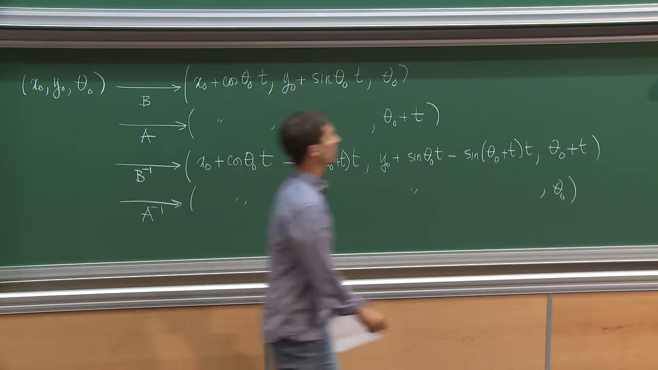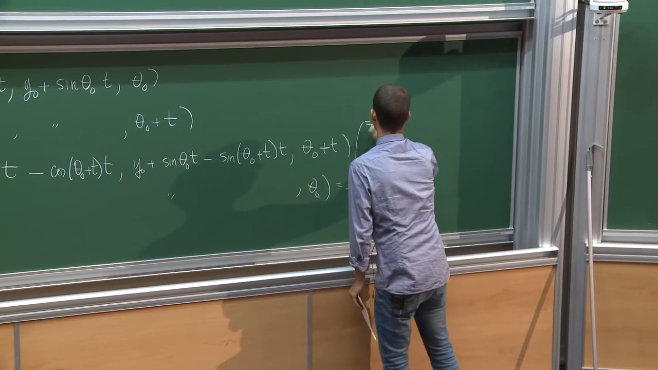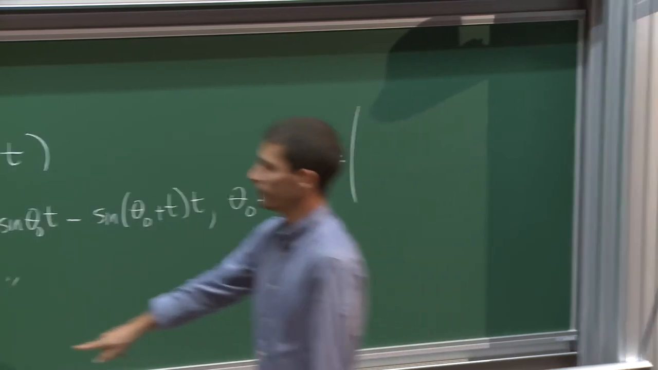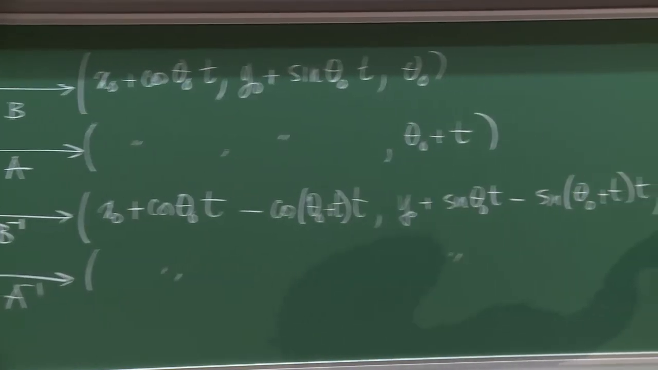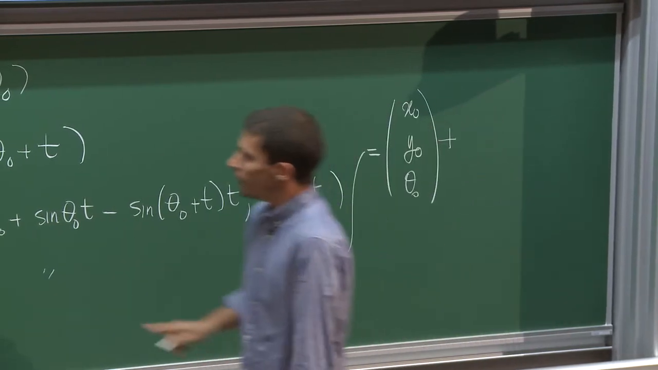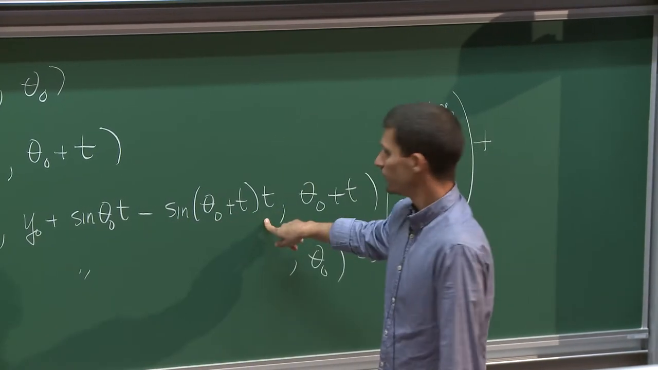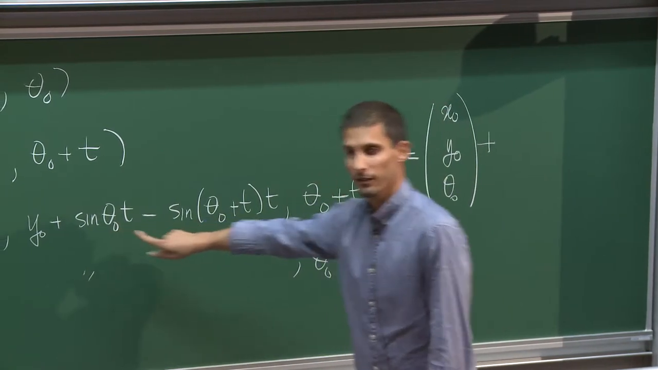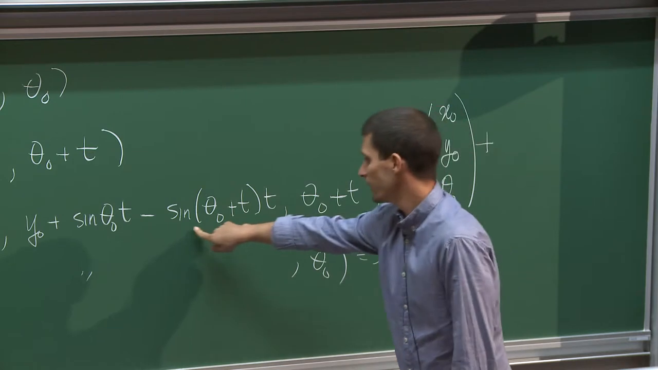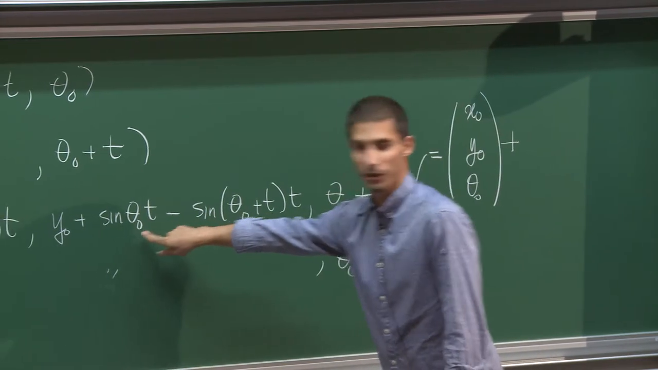So what is the result? Let me put it here, and write it as a column vector to use all the space. I will have x0, y0, theta 0, plus. Here, there is nothing. When you look at this, at order 1, this removes. If you do an asymptotic expansion, this will start with t sine theta 0, and then higher order. So there is no term in t.